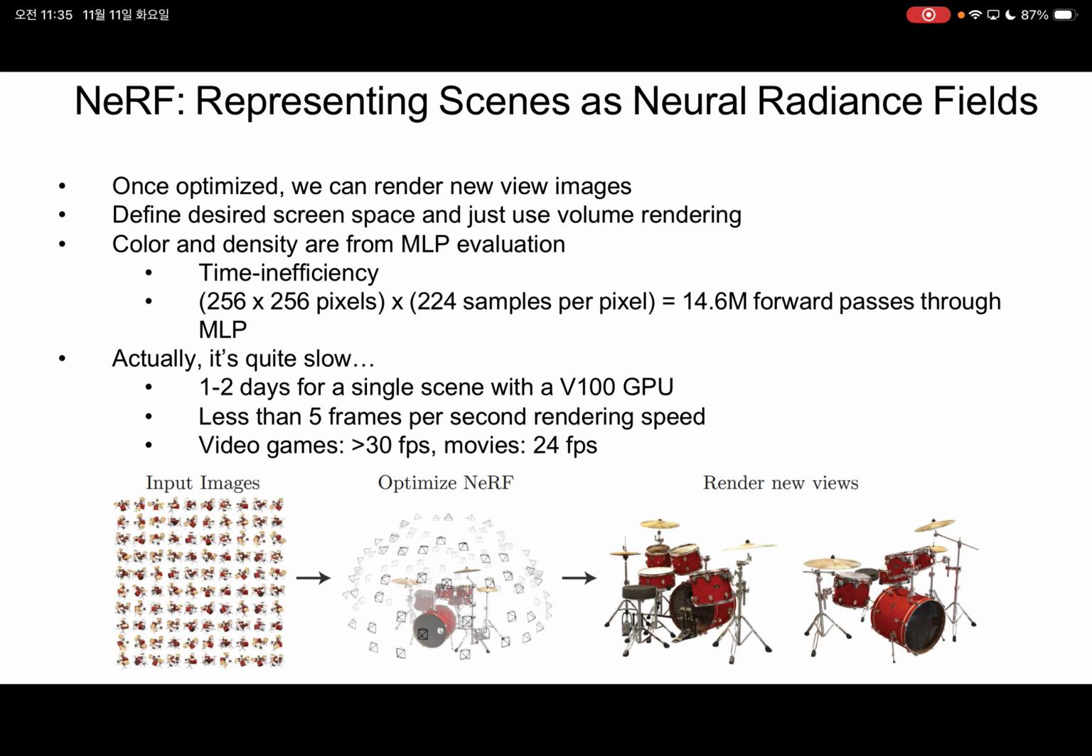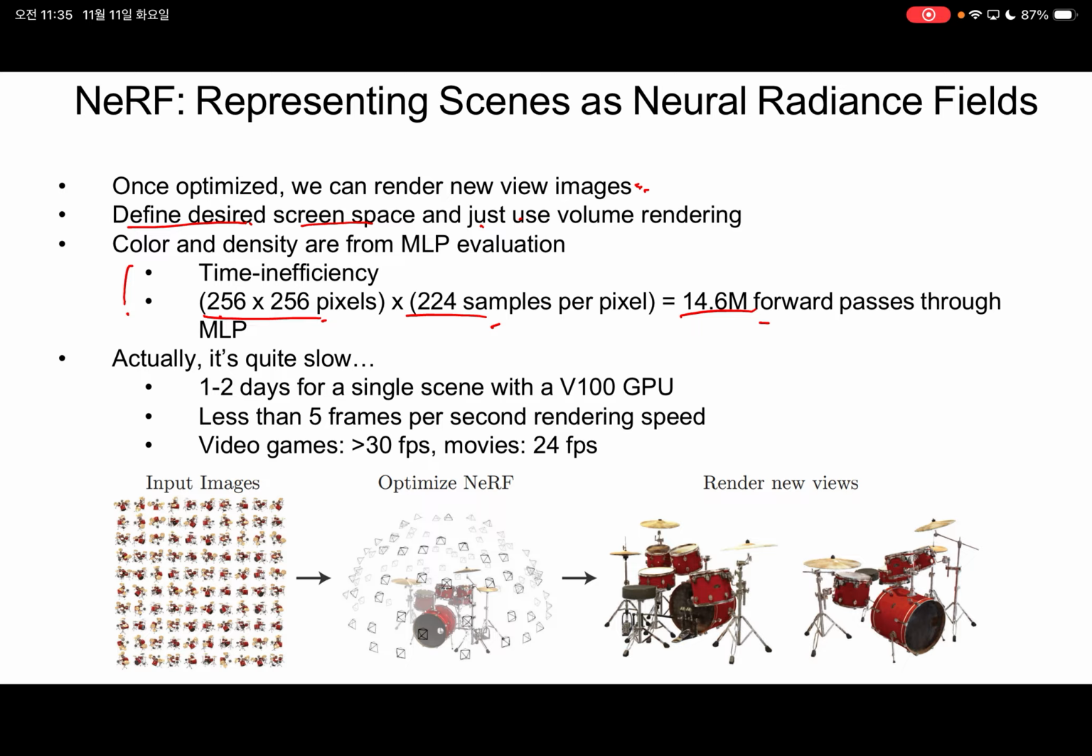And then once optimized, we can render new images, as I said. We define the desired screen space and then just use volume rendering to get low value images. Here, this example is very time inefficient. Let's say we want a very low resolution, 256, and 224 samples per pixel. That already makes 14 million forward passes through the MLP.